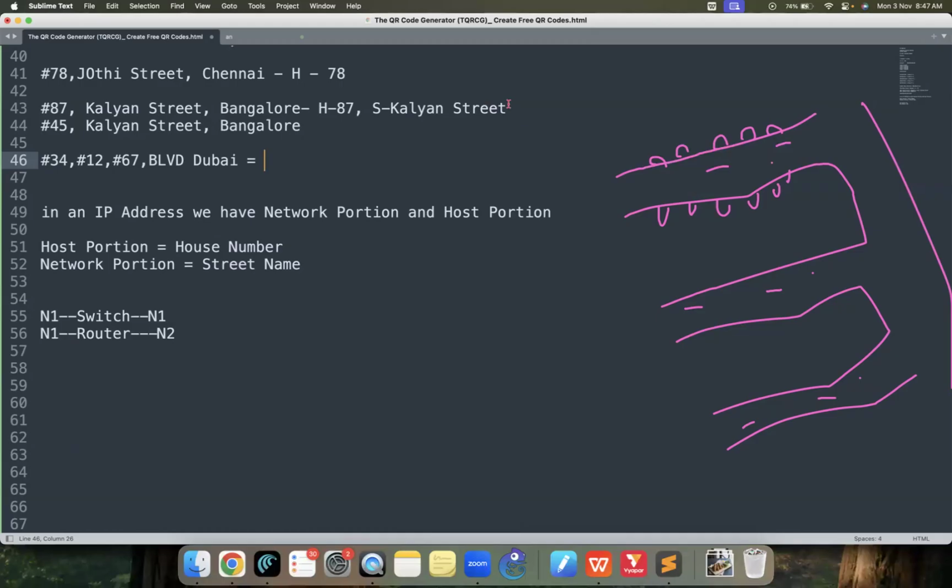What if I give you a cheat sheet for this? For an Indian address, the cheat sheet is house number, comma, street name, comma, city, and so on. Similarly, for a Dubai address, I'm giving you a cheat code: street name, house number, city name, area, and state.